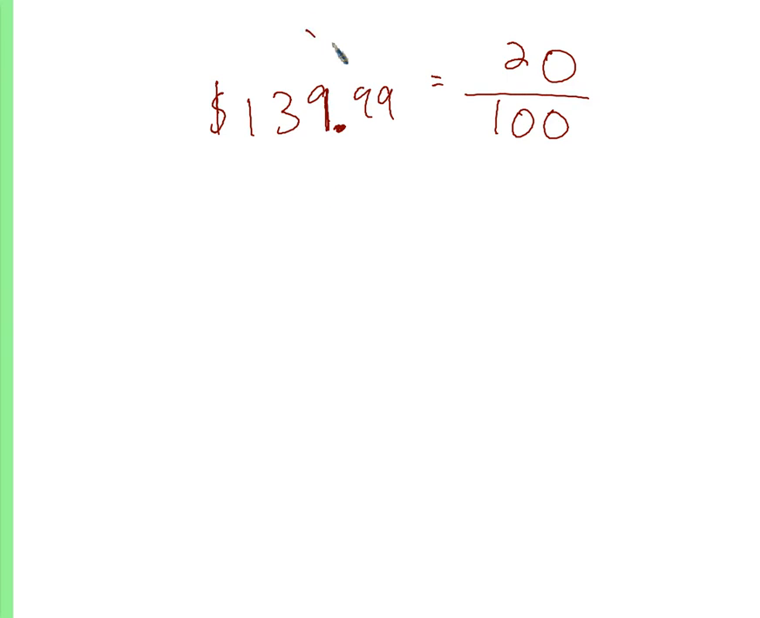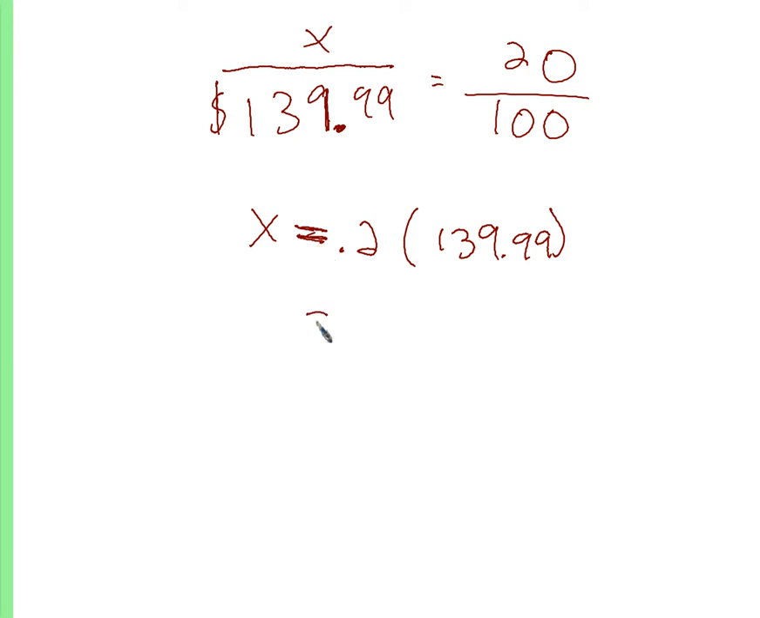$139.99 to x, or is x the part of $139.99? X is part of it, just like 20 is part of 100, x is part of $139.99. Solve for x. Multiply by $139.99 to cancel $139.99 on both sides. X equals 20 divided by 100, move the decimal place to the left twice, 0.2 times $139.99.